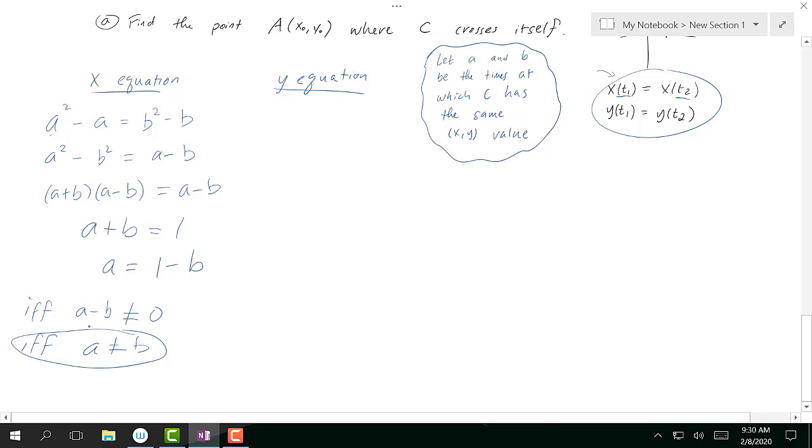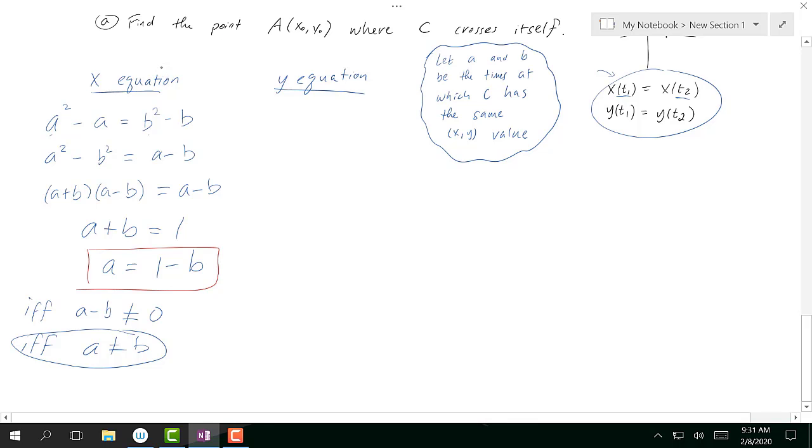Again, a and b are the assumed times, these different times at which we're at the same x and y coordinate. So it would make sense that a and b are not the same, because if they were, that wouldn't really make too much sense. Okay, so now what we have out of this is some equation that we're going to hold on to until later. We have that a is equal to 1 minus b.